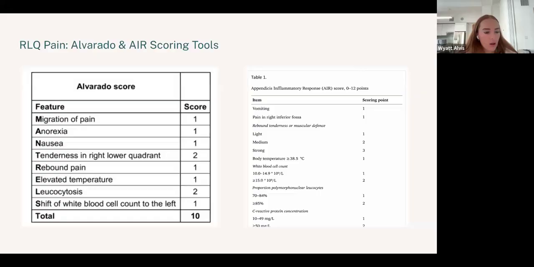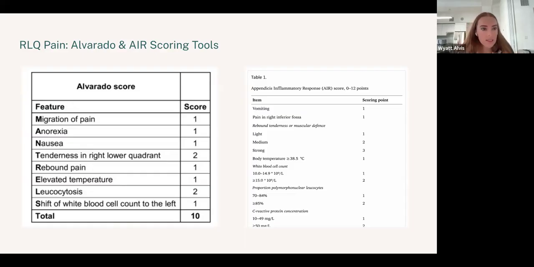So you can see on the left-hand side, it's the Alvarado score. I'm sure we've probably used both of these at some point in our rotations, but for the Alvarado score, a score of 1 to 4 is going to indicate a low probability of appendicitis, which is around 20 to 30% from what I was seeing. And so normally those patients are safe for discharge with return precautions and then outpatient follow up as well.